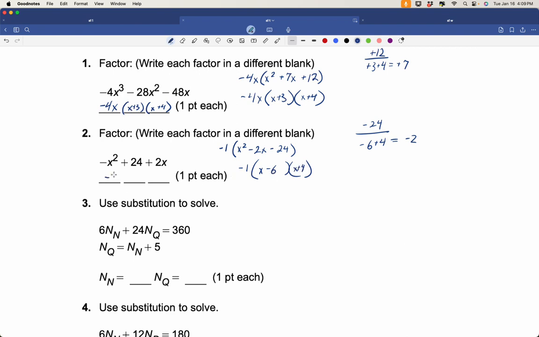And then I still have that -1, or you could just have the negative symbol. Either one would be correct. (x minus 6)(x plus 4). And that's how you'd factor that.